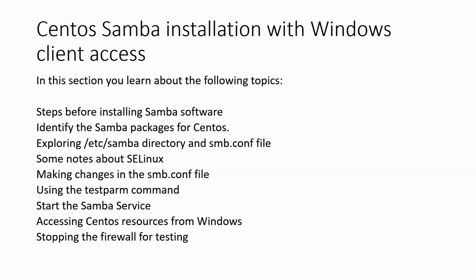Hello and welcome to the new section, CentOS Samba installation with Windows Client Access. In this section, you learn about the following topics: steps before installing Samba software, identify the Samba packages for CentOS, exploring the /etc/samba directory and smb.conf file, some notes about SELinux, making changes in the smb.conf file, using the testparm command, start the Samba service, accessing CentOS resources from Windows, and stopping the firewall for testing.